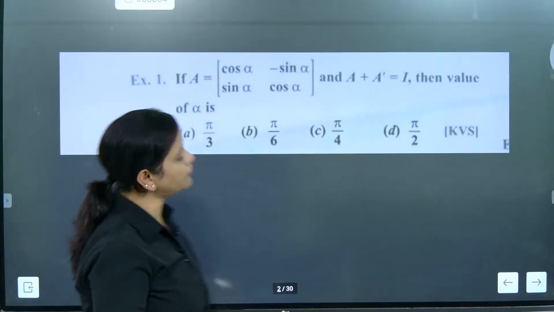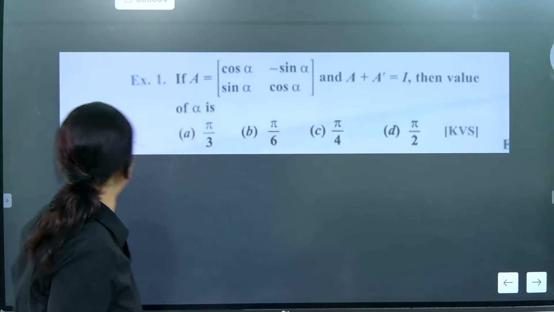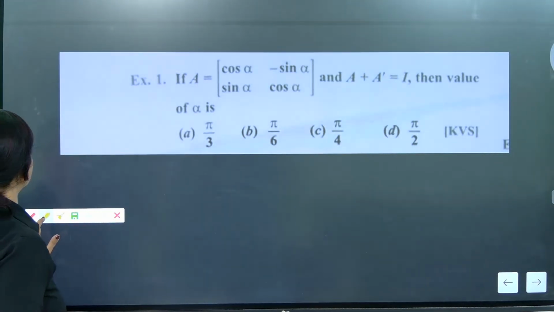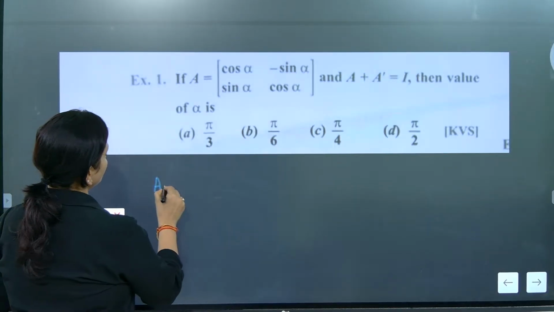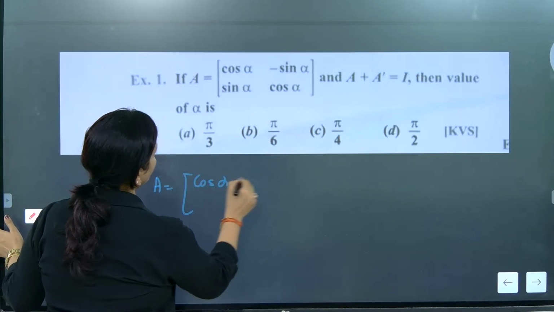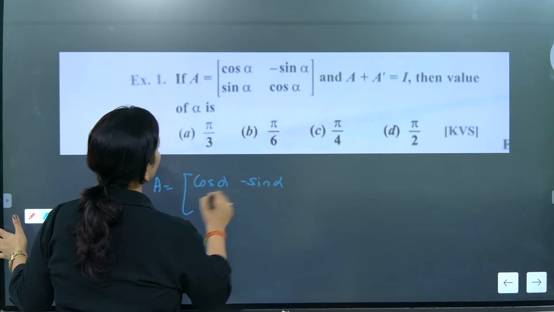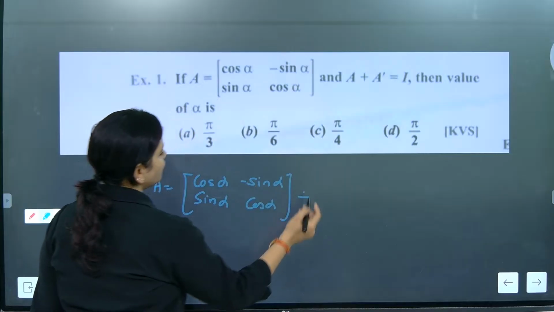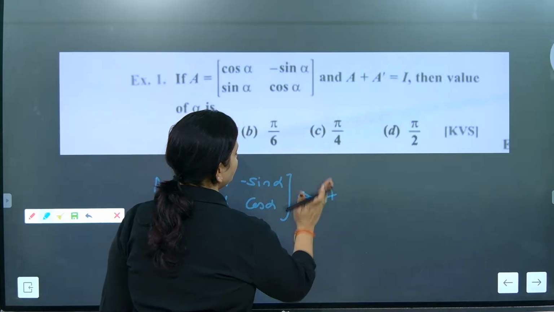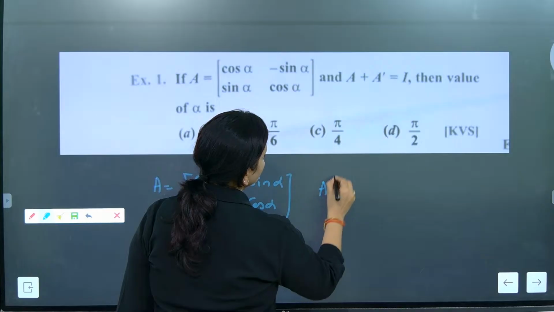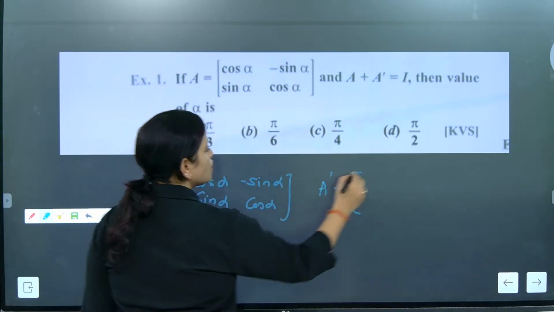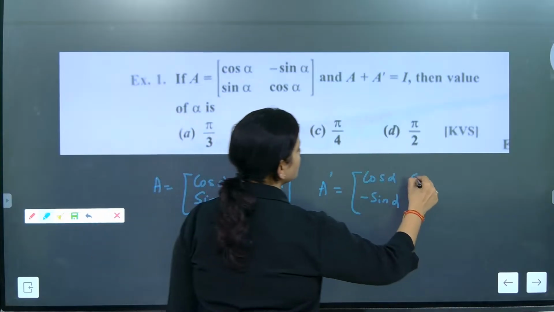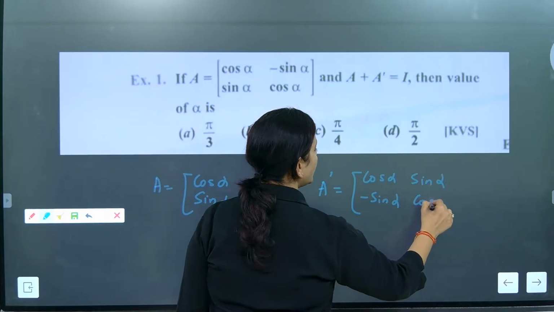A is equal to cos alpha. You know A plus transpose of A. Transpose of A means what here? A is cos alpha, minus sin alpha, and then sin alpha, cos alpha. Now what will be the transpose of A? The transpose of A will be cos alpha, minus sin alpha, where the rows get converted into columns: sin alpha and cos alpha.